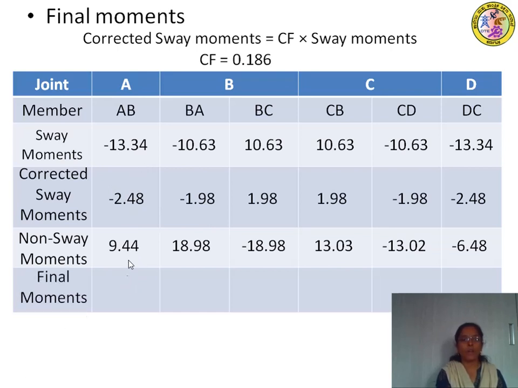So minus 2.48 plus 9.44 will be 6.96, minus 1.98 plus 18.98 will be equal to 17, plus 1.98 minus 18.98 will be equal to minus 17, 1.98 plus 13.03 will be equal to 15, minus 1.98 minus 13.03 will be equal to minus 15, and minus 2.48 minus 6.48 will be equal to minus 8.96. So these are the final moments. Okay, so using which again we will find the reactions and plot SFD.